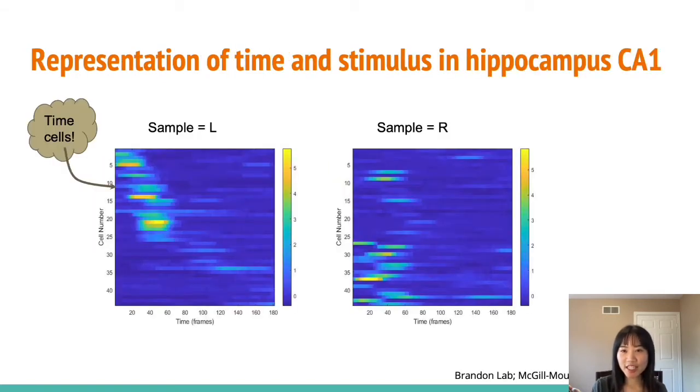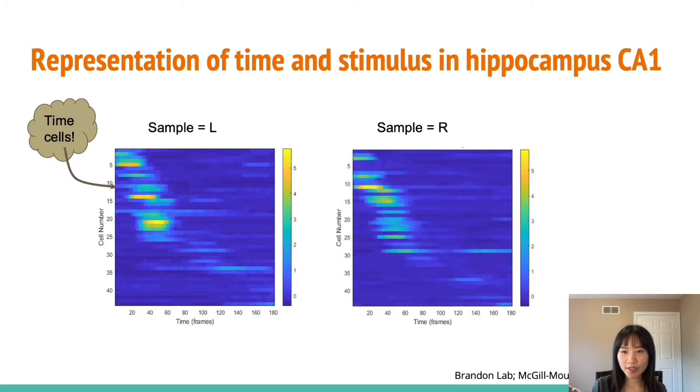Our calcium imaging data from hippocampus CA1 in mice suggested that neurons fire at consecutive moments during the delayed period, commonly referred to as time cells. Here, in both panels, the cells are sorted according to when they fire during the interval after the left sample. We can see that each cell has different activity patterns for left and right samples, suggesting that these firing sequences might serve as a neural substrate for maintaining working memory. And here is after we sort the firing sequence after the right sample as well.